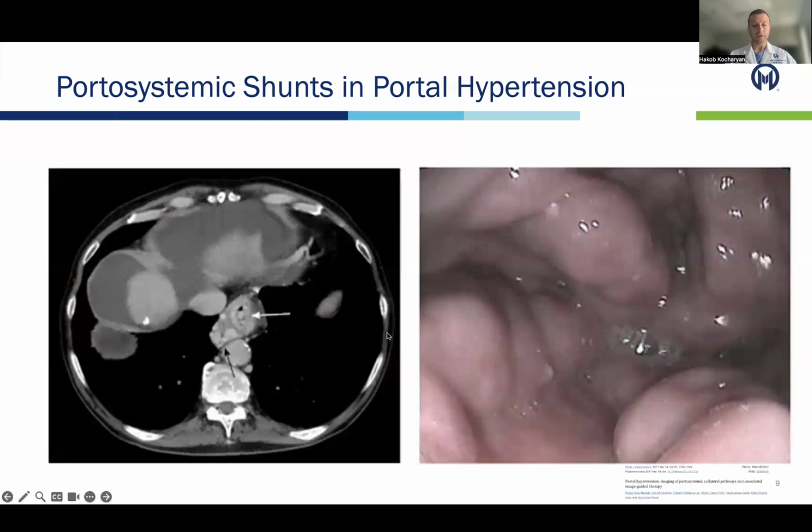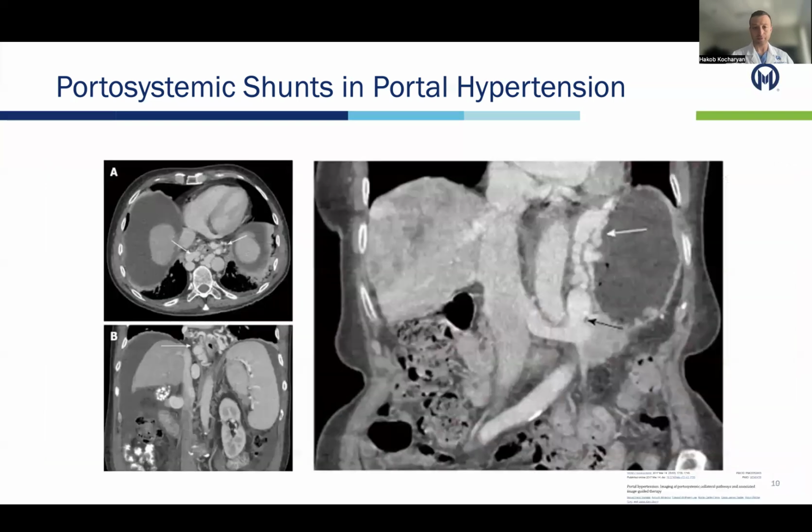On the left-hand side, you see CAT scan showing esophageal and paraesophageal varices, white and black arrows. The endoscopy is showing the submucosal structure, submucosal distribution of these esophageal varices. Some more CAT scans, image A showing engorged paraesophageal varices, some cardiophrenic varices. On the right-hand side, you see a large gastrorenal shunt. It's shunting the blood from the stomach to the left main renal vein. Here's the structure right here.